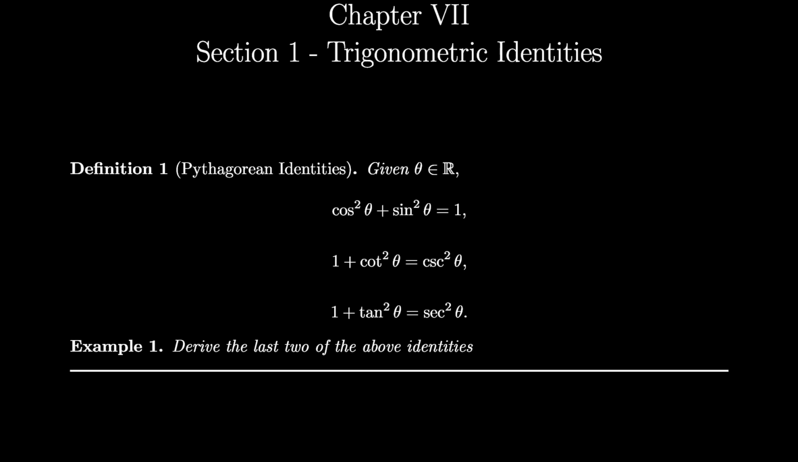All right, let's talk about 7.1 trigonometric identities. Let's talk about the Pythagorean identities first. It says, given theta, some angle that is a real number, so any real number you feel like, cosine squared theta plus sine squared theta equals 1. And you've seen this before.